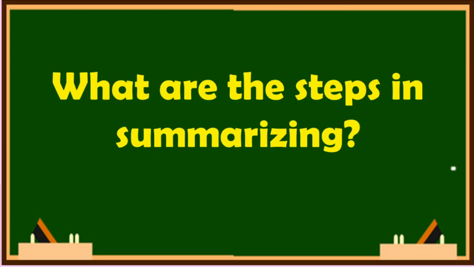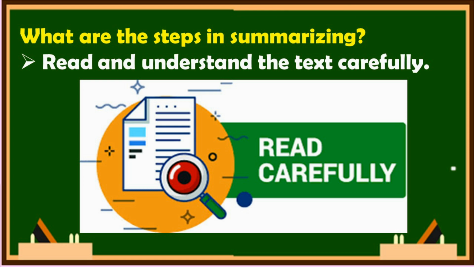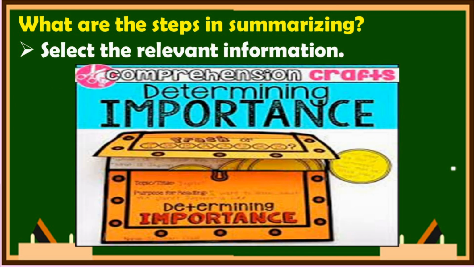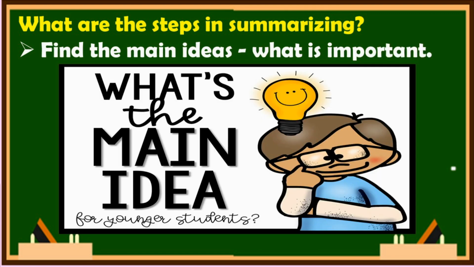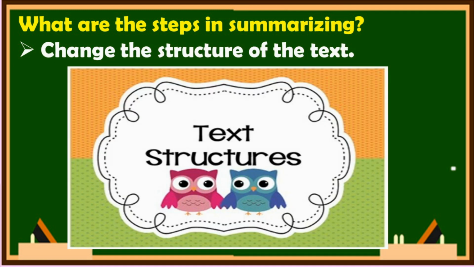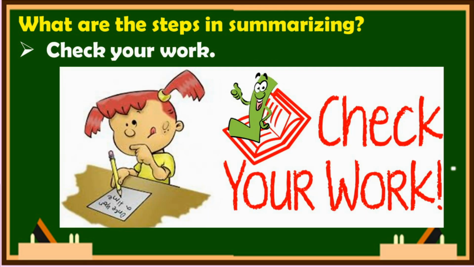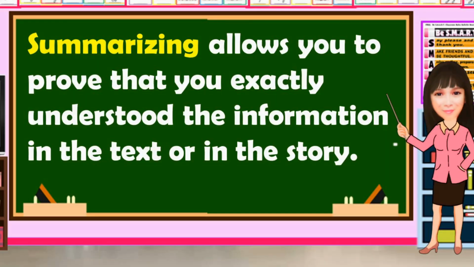What are the steps in summarizing? Read and understand the text carefully. Think about the purpose of the text. Ask what the author's purpose is in writing the text or the story. Select the relevant information. Find the main ideas. What is important? Change the structure of the text. Rewrite the main ideas in complete sentences. And of course, check your work. Summarizing allows you to prove that you exactly understood the information in the text or in the story.